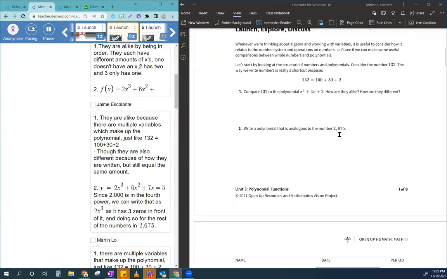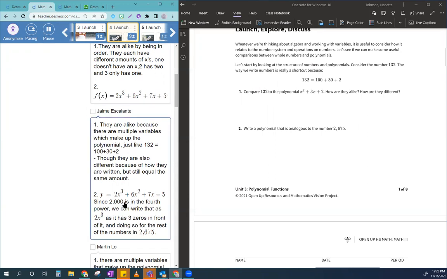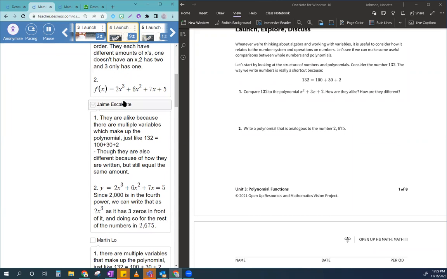They wanted you to write an analogous polynomial to this. Let me see if you guys did that. Let's see: 2x cubed plus 6x squared plus 7x not equals 5. I think you mistyped right there. I think it's supposed to be a plus 5. So whoever this is, good job. I think you just mistyped. It's this answer right here. If you don't have that written down, you should be writing it down right now.